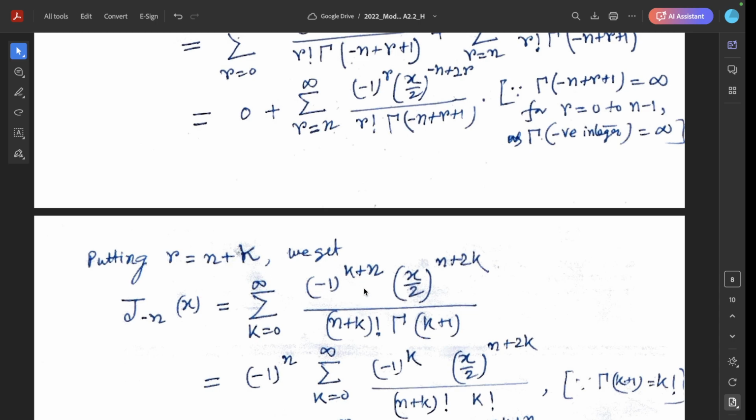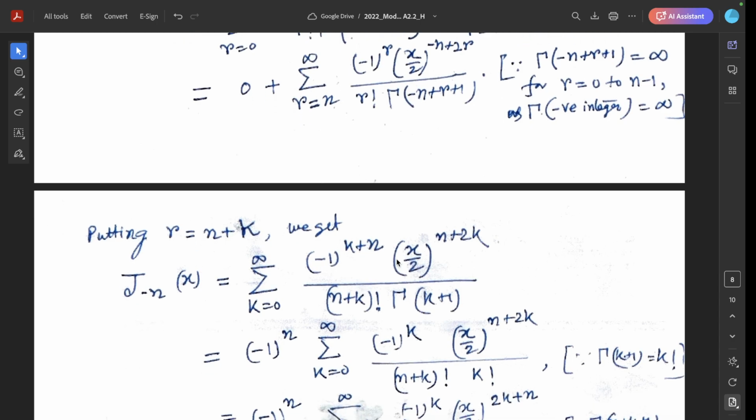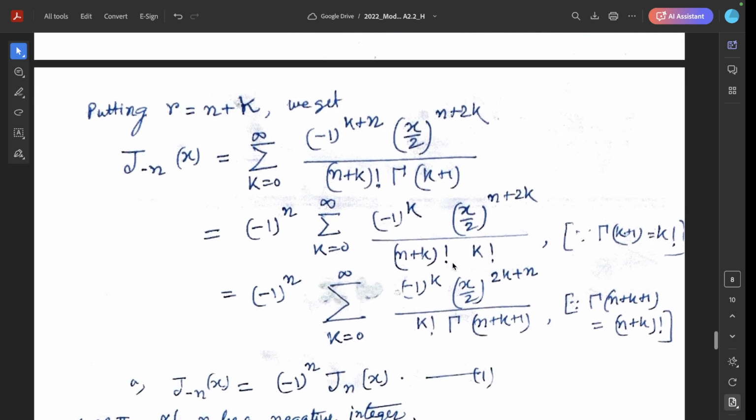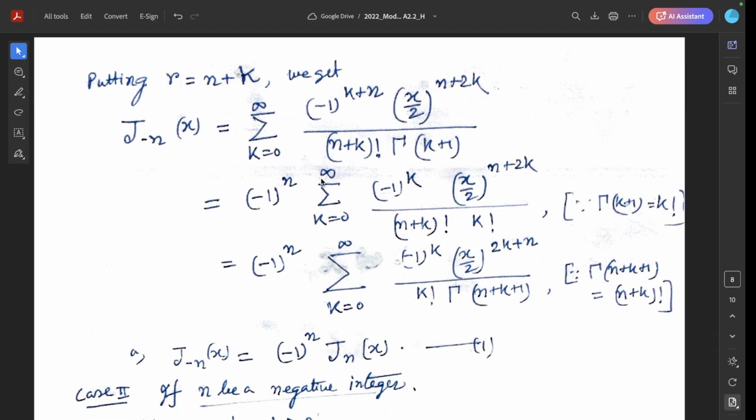So put here r equal to k plus n. This we get this summation k equal to 0 to infinity, minus 1 to the power k plus n, (x by 2) whole to the power n plus twice k, divided by (n plus k) factorial gamma k plus 1. And so we get this summation. This depends on k. So minus 1 to the power n outside of this summation. This minus 1 to the power k, (x by 2) whole to the power n plus twice k.